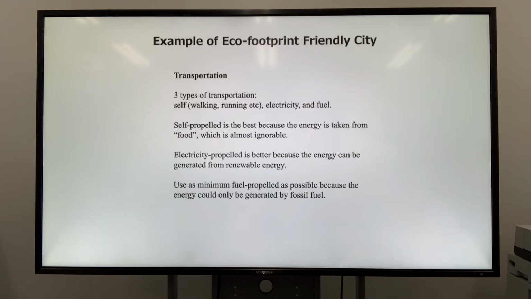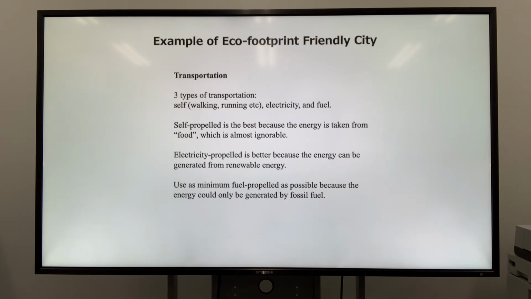So transportation is actually one of the biggest components in terms of footprint. There are three types of transportation system. One is self-propelled, which means walking and running. There's also electricity, and then there's fuel. Self-propelled, of course, is the best because the energy is taken from food, which is almost ignorable. Electricity propelled is better because the energy can be generated from renewable energy.